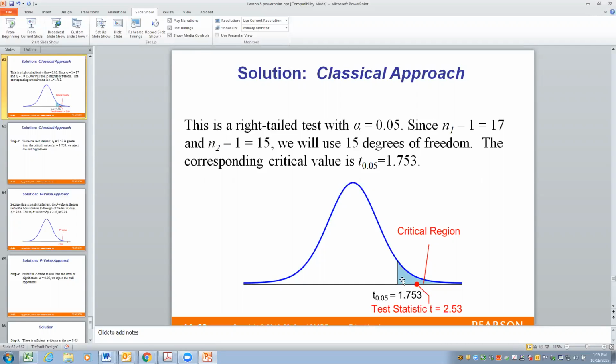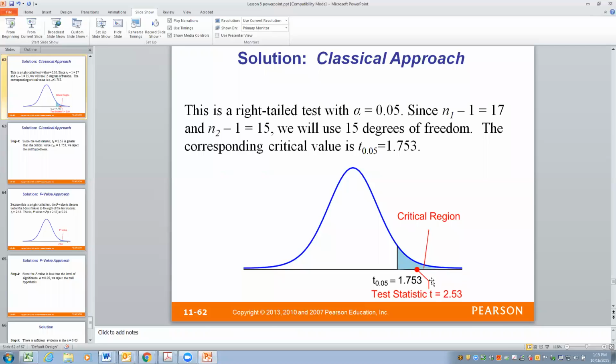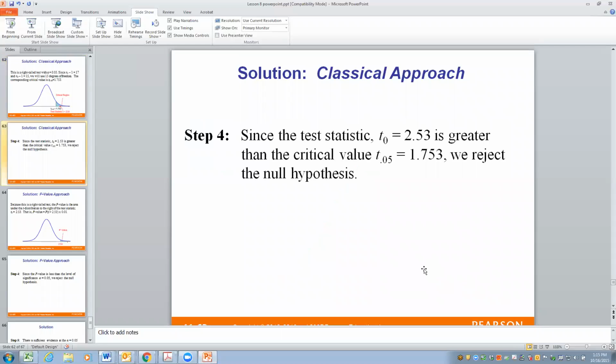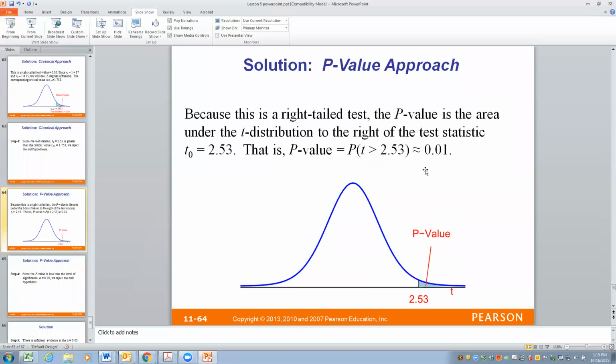So our critical region is anything above 1.753 steps above 0. We went up 2.53 steps, which means we went further out to the right than we're allowed. So we would reject the null hypothesis. We would then conclude that the average state quarter weighs more than the average traditional quarter. Again, since our test statistic is bigger than the critical value, we reject the null hypothesis.